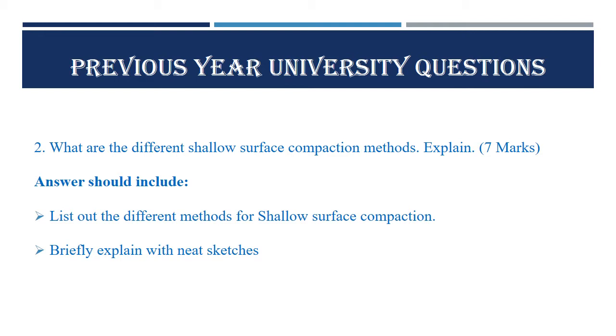So your answer should contain what is shallow compaction, what is the importance of shallow compaction, which all are the different equipment used for the purpose of shallow compaction or field compaction. That is the rollers, the different types of rollers used for shallow compaction or field surface compaction. So your answer should contain what is shallow surface compaction, the different equipment used for shallow surface compaction, or the different methods for shallow surface compaction, and briefly explain them with neat sketches.